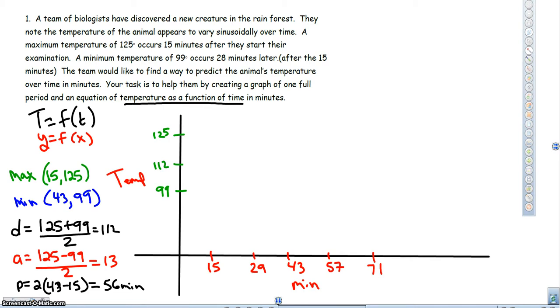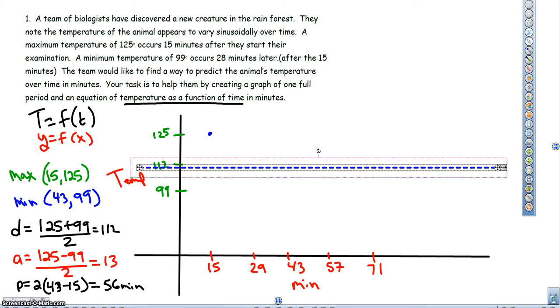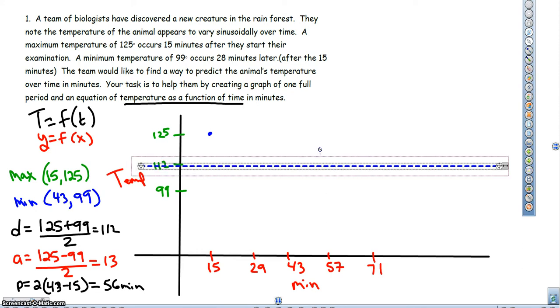Now let's plot these points and see what I get. So max at 15 minutes, so there's my max. Let me draw my dotted line in. So dotted line for my 112. I always like to do that because that can be helpful with the graph. So let's scoot that up a little bit.